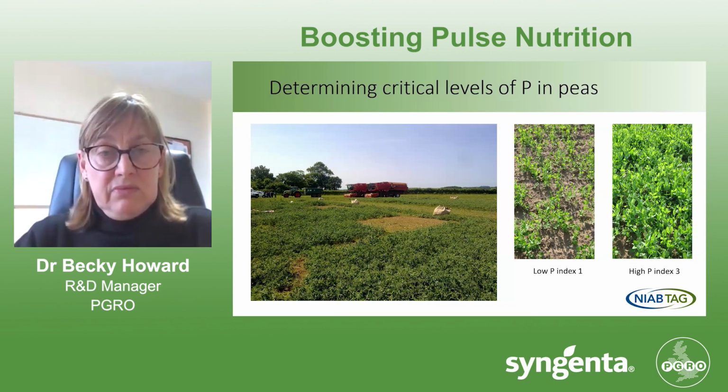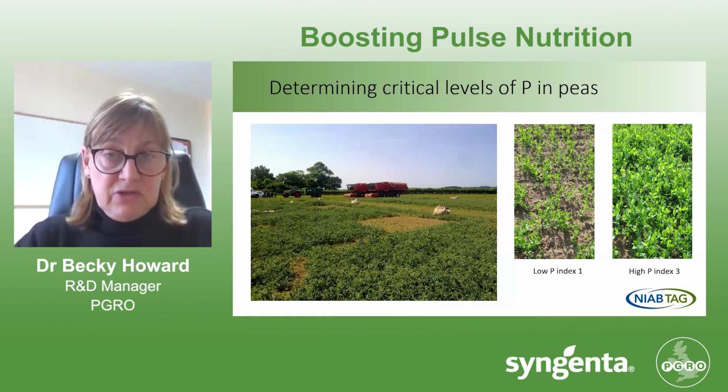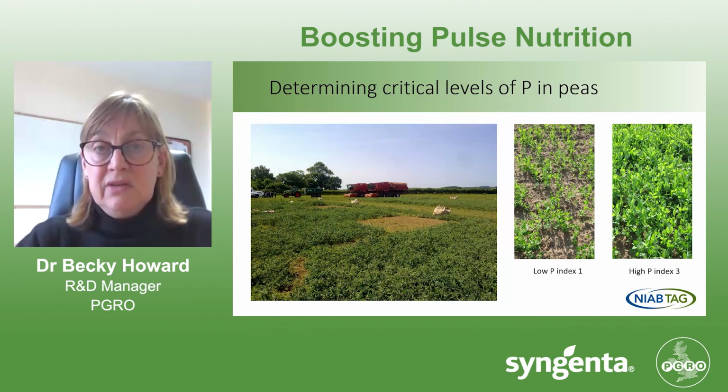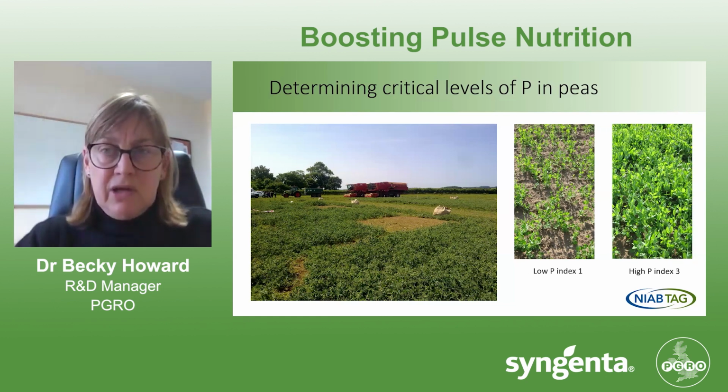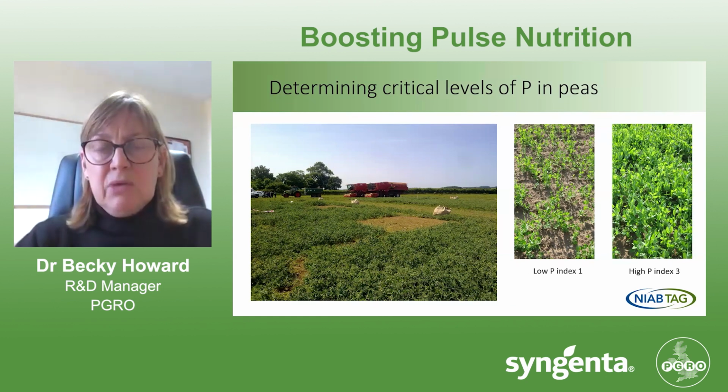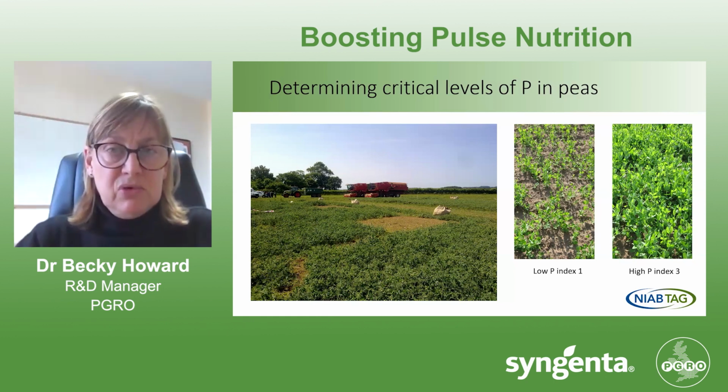One of the things that we saw pretty quickly is the impact that phosphate has on establishment and vigour at early growth stages. You can see from these images that where we have a low P index of 1, we get poor establishment and low vigour. And then when we look at a P index which is high, slightly above what we would normally recommend in an arable rotation, we can see the impact this has in peas quite significantly in terms of vigour and establishment.